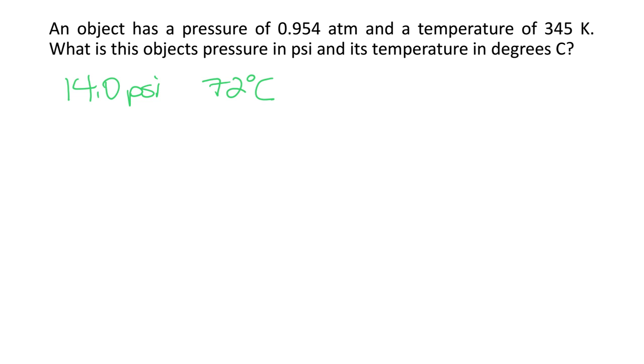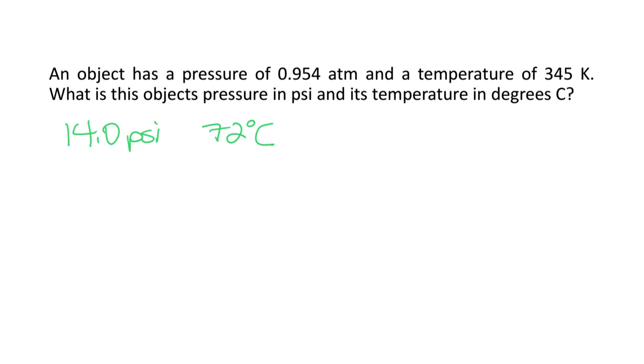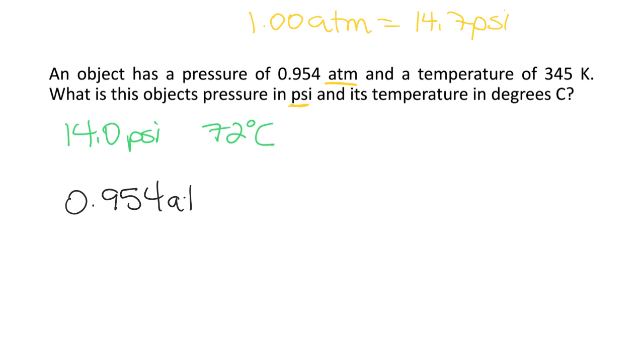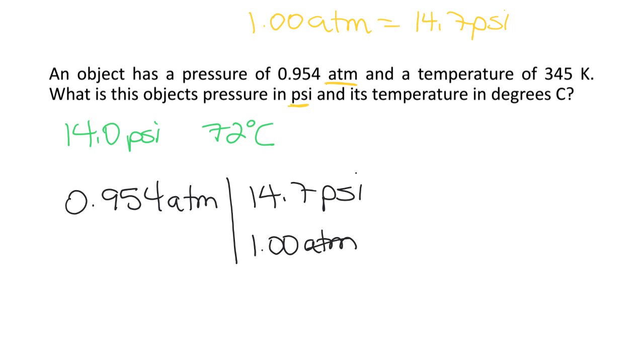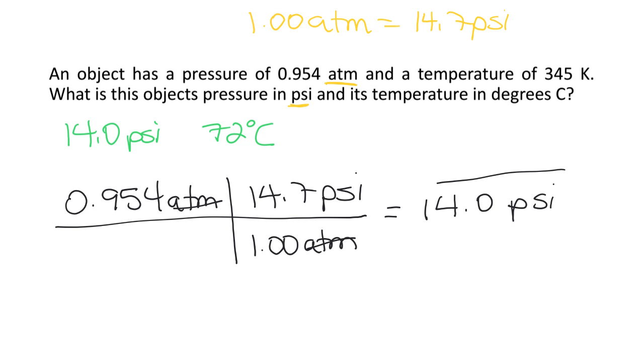Okay, so to work this one out, once again, we do need a conversion factor. So I have PSI and atmospheres. So I know 1.00 atmospheres is equal to 14.7 PSI. So that's the conversion factor I'm going to use in this problem. So 0.954 atmospheres is what we're given. So I'm going to put the 1 atmosphere on bottom and the 14.7 PSI on top. It's going to cancel my atmospheres. And then I'm going to take 0.954 times 14.7 divided by 1. And that's why I get 14.0 PSI.